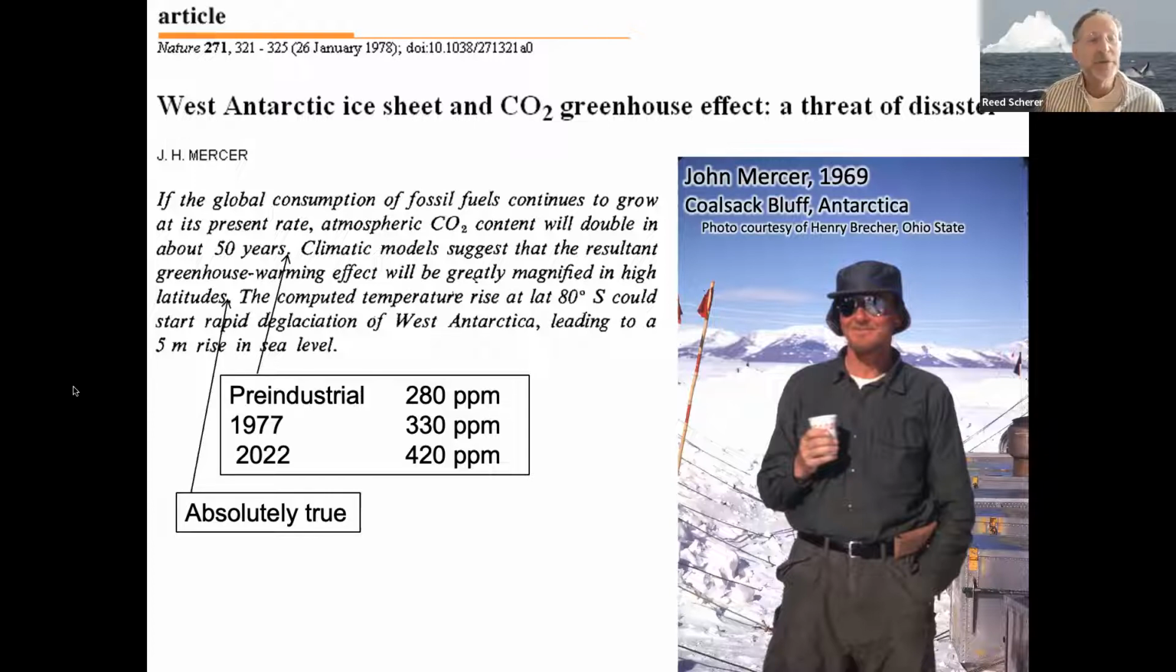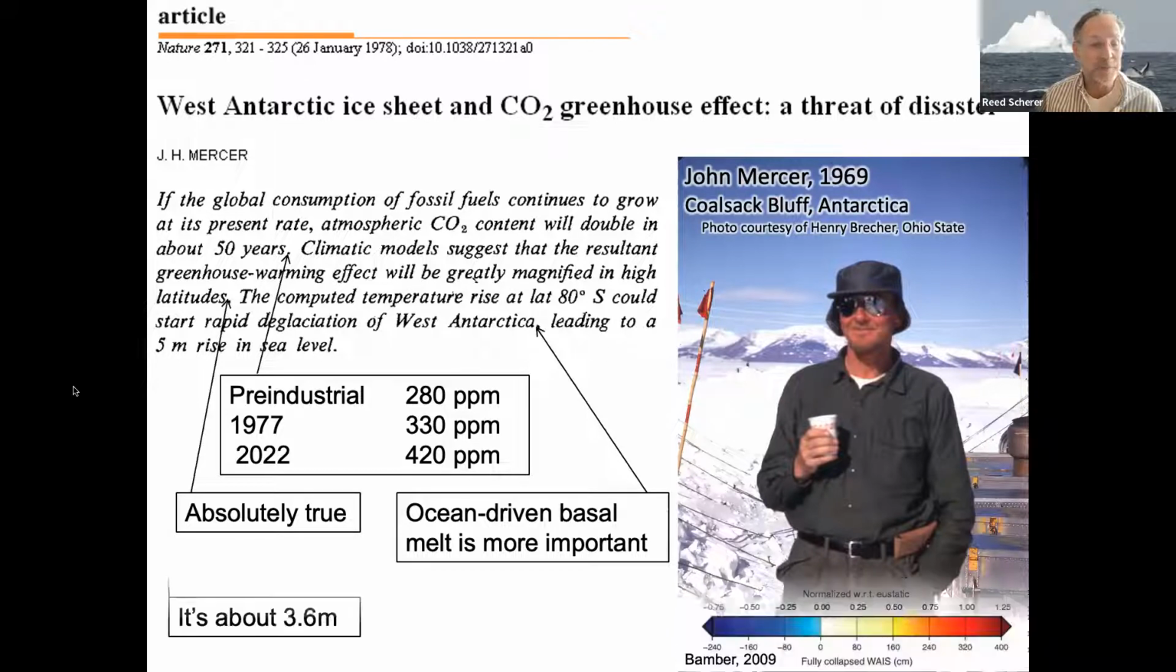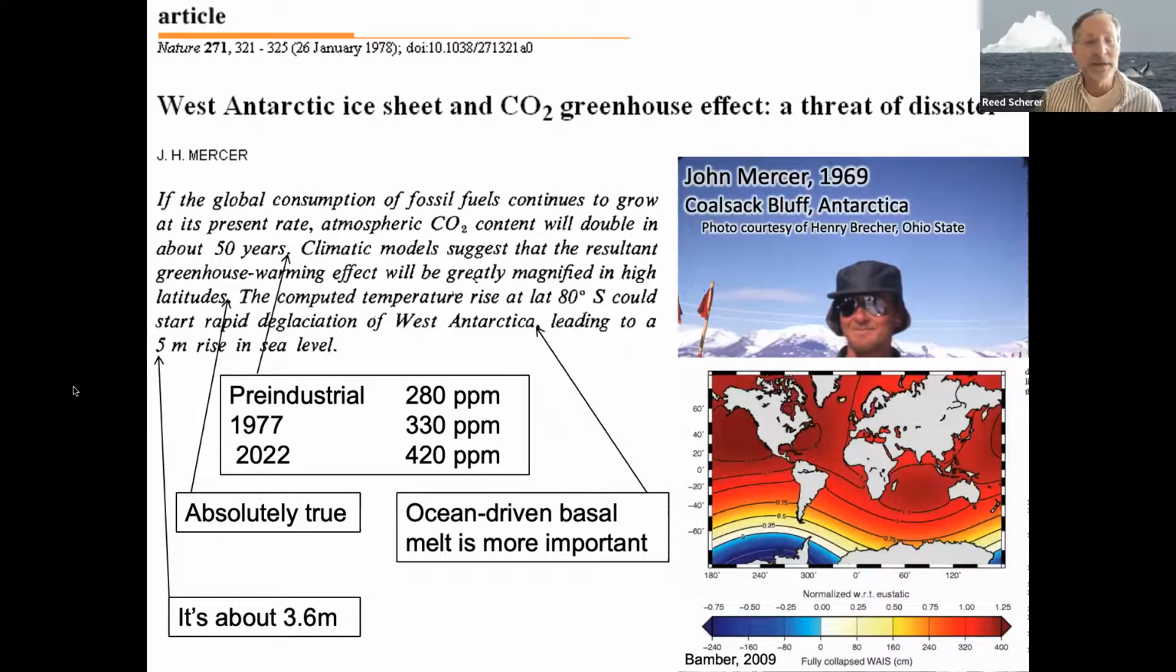In the third sentence, the computed temperature rise at latitude 80 degrees south could start rapid deglaciation of West Antarctica, leading to a 5-meter rise in sea level. Well, and we know that surface melt is less of an issue in Antarctica than ocean-driven melt coming underneath ice shelves and to the grounding zone. And, you know, just the ice that's displacing water in West Antarctica is not quite 5 meters by itself. And it's also not equally distributed around the world. But anyway, considering this paper was published in 1978, it's pretty prophetic.